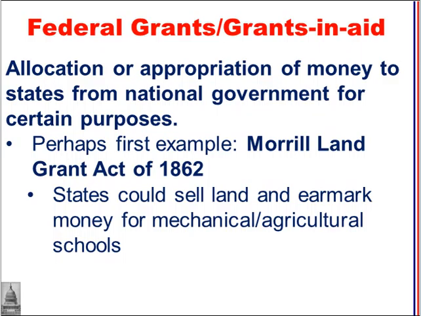Federal grants, which can also be referred to as grants in aid, are allocations or appropriations of money to states from the national government for certain purposes. So the central government of the United States has grown for a variety of reasons in a variety of ways. Most commonly, the national government uses its power of the purse to apply sticks and carrots to state and local governments. So the grants act as the carrots. Grants are appropriations of money given to states by the national government for certain purposes. And we're going to learn about two different types of grants: block grants and categorical grants.